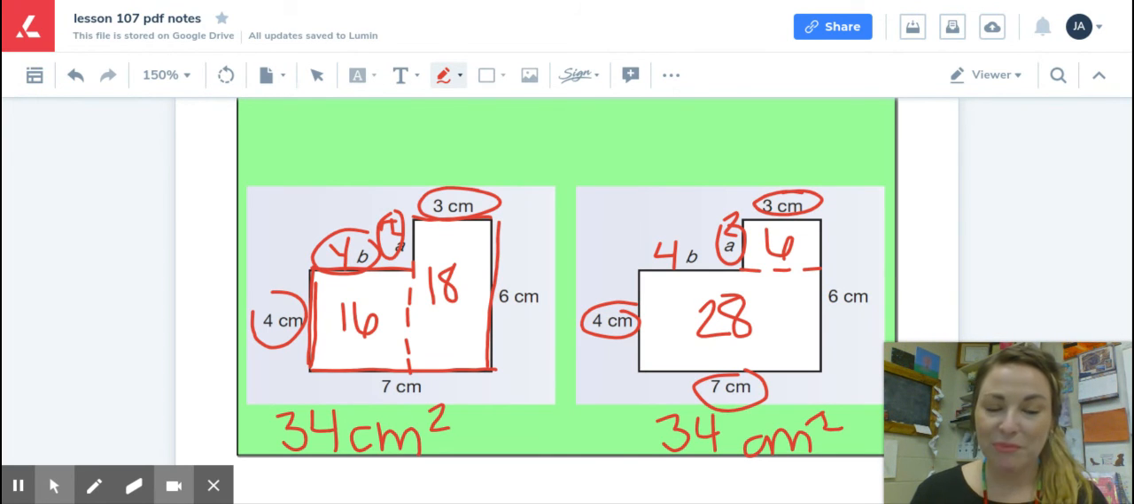So given complex shapes, break them apart, calculate the area for the small pieces of them, add them all together. Don't forget that piece. Don't just leave it separate. Have to combine them all together. Make sure you're labeling your answer correctly.